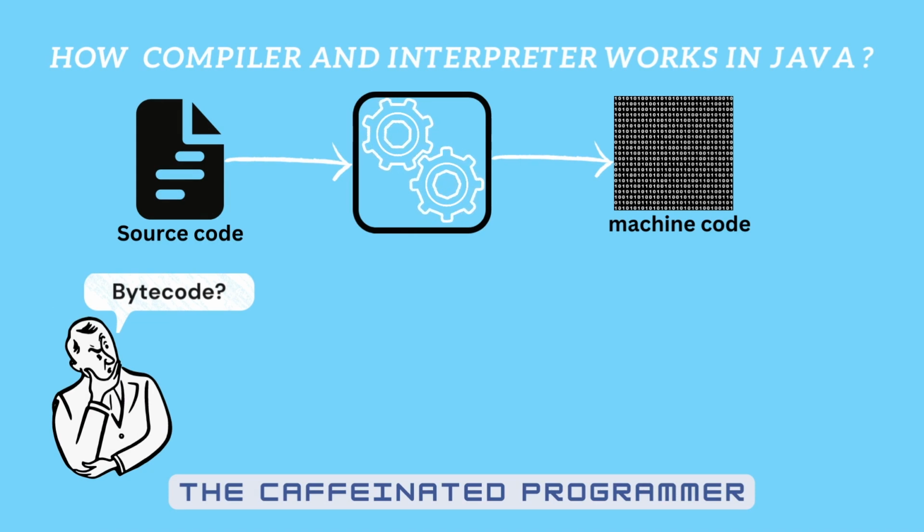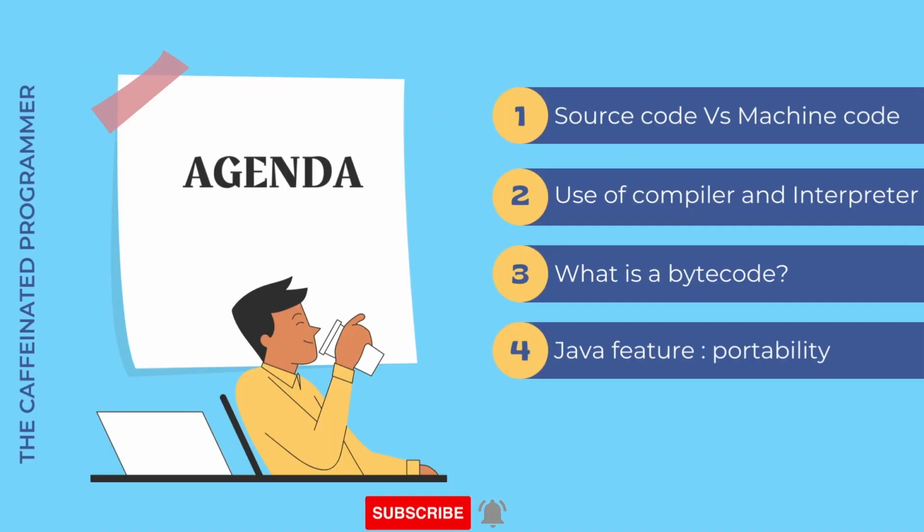Hello guys, welcome back. In today's video, we will look at what is a source code and how it is converted into a machine code. Later, we will look at the use of compiler and interpreter. After that, we will understand what is a bytecode. And finally, we will understand one of the important features of Java, which is portability. So without wasting time, let's get started.